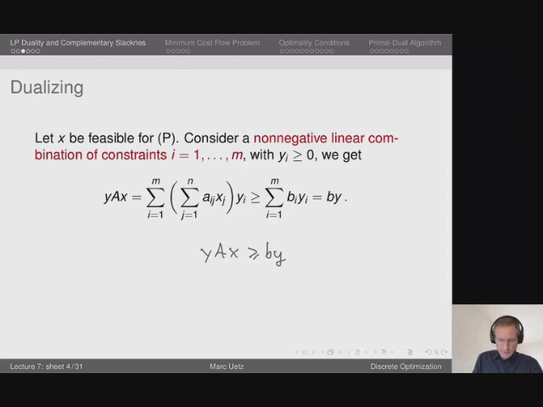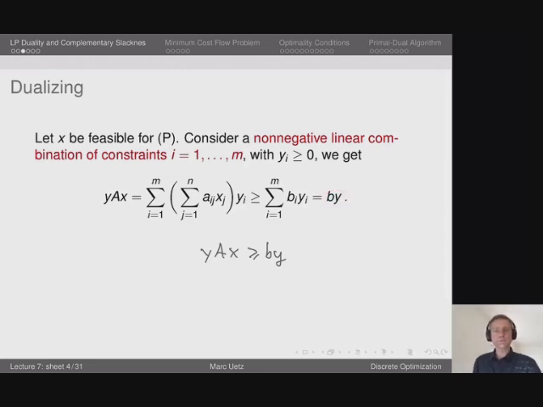And when I write all this out, so y times A times x, I get this term here, summation over all the m constraints, and each constraint was a summation over all the n variables, so aij times xj. And because of the linear constraints, Ax is larger or equal than b, I can replace this bracket here by the value bi, get larger or equal here, and this is just a product of b times y on the right hand side.